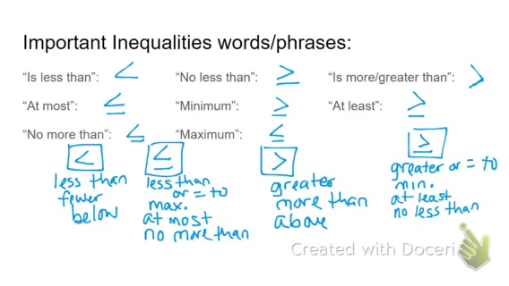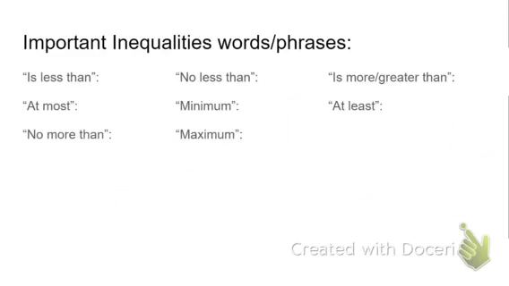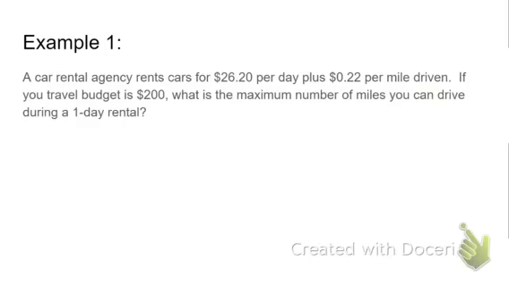Okay, you'll refer back to this sheet for almost all these problems that we're going to get set to do here, guys. So let's take a look at the first example. A car rental agency rents cars for $26.20 per day plus 22 cents per mile driven. If your travel budget is $200, what is the maximum number of miles that you can drive during a one-day rental?